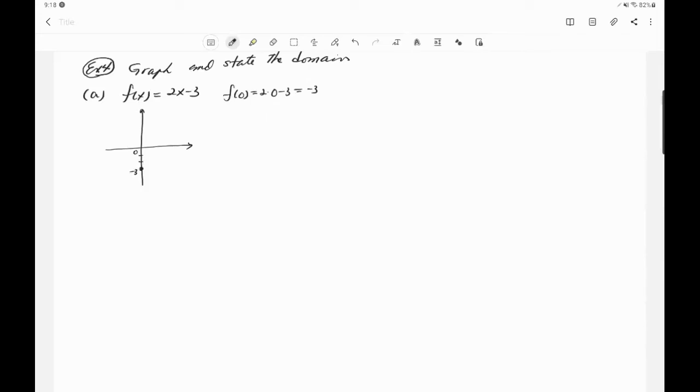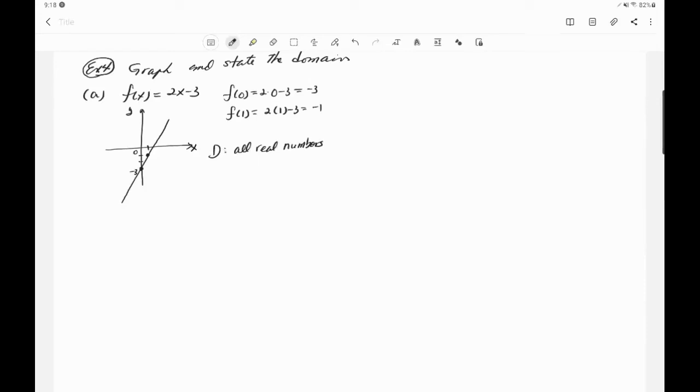And also we can find any number. Let's find x equals 1. So f of 1, let's find f of 1. Then 2 times 1 minus 3 equals -1, right? So if x equals 1, then y is -1. So that we can connect these 2 points. So that's the graph. And then the domain. What's the domain? The domain is all real numbers, because there are no restrictions. All right.